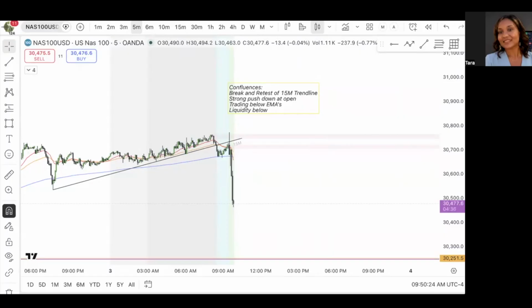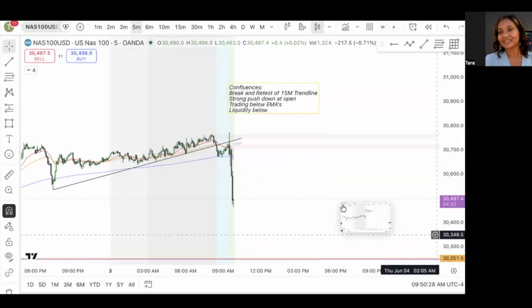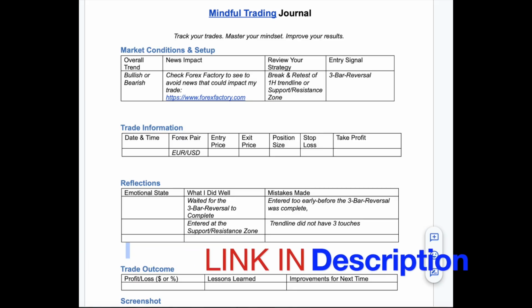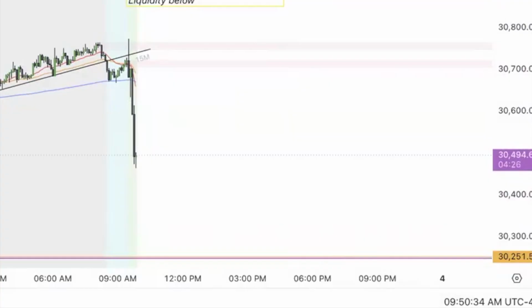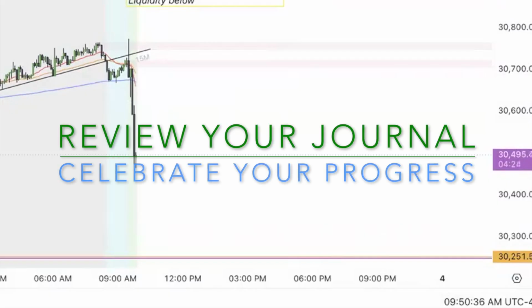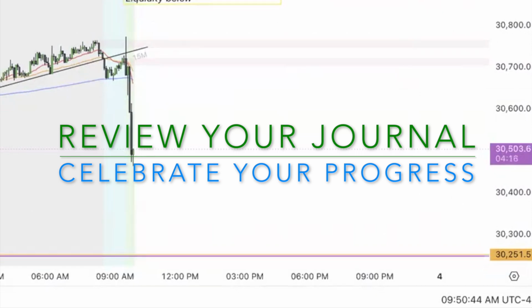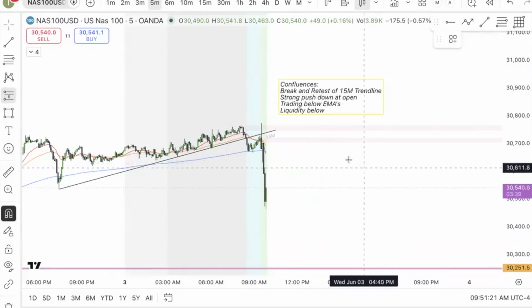And so what I'll do now is go ahead and take a screenshot so that we can put this in our journal. It's important to go back at the end of the week and look over the trades that you took and review your journal. Look at your winning trades and your losing trades and look at your progress over the course of your weeks and your months and see how you're improving.